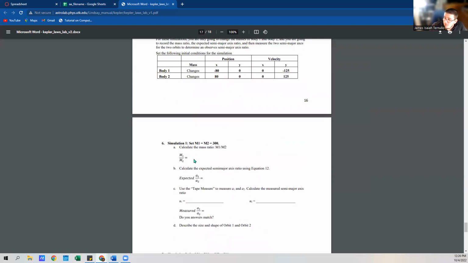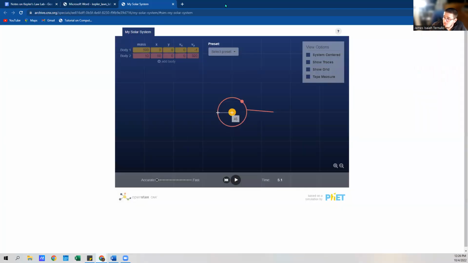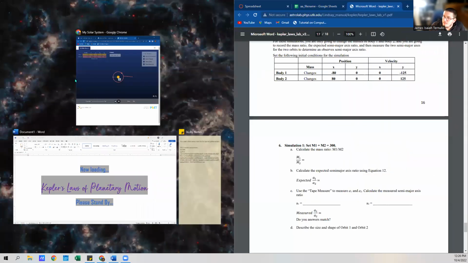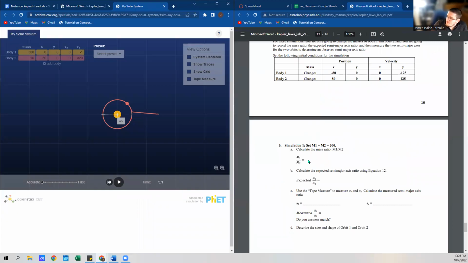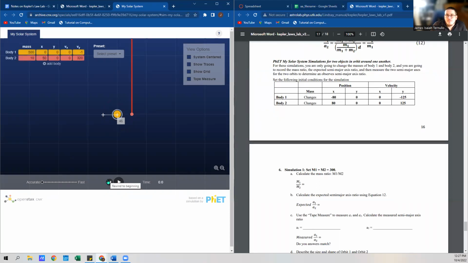Okay, so how do we do that? Well, we go back to the simulation, and we set our parameters to what it discusses. Here it tells me to set the following initial conditions for our simulation. I didn't say this yet, but to rewind everything, you want to click this button. It'll reset the positions of your bodies.